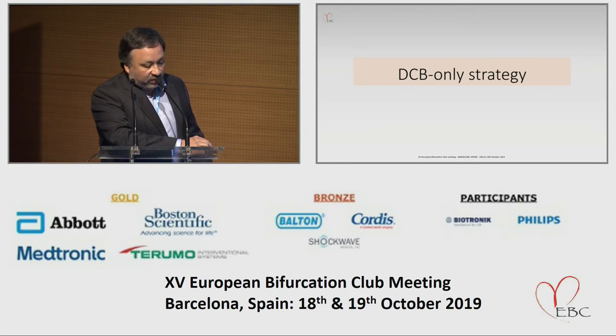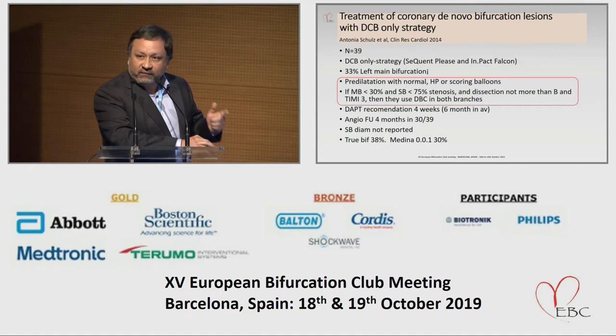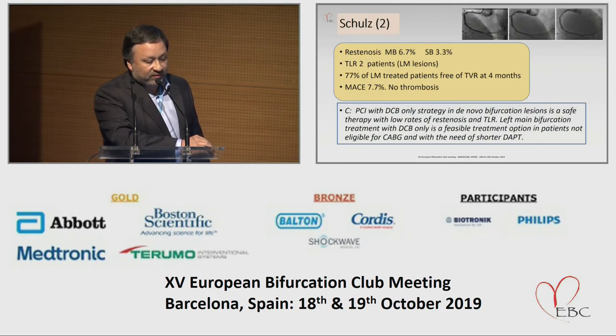Finally, I have to report the drug coat balloon only strategy. This is a very interesting and provocative strategy, and we have here free communications. Dr. Schulz, 39 patients, drug coat balloon only strategy with SeQuent Please. They had one patient with left main bifurcation treatment without any stent at all. They have to predilate, of course, with a scoring balloon or high pressure balloon, and the results are quite good. They have restenosis in the main branch of 6.7% and side branch 3.3%. TLR in 2 patients, and MACE 7.7%, no thrombosis at all. So they report that this strategy is safe and effective even in left main bifurcation.